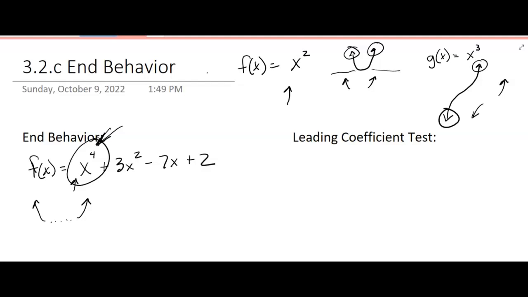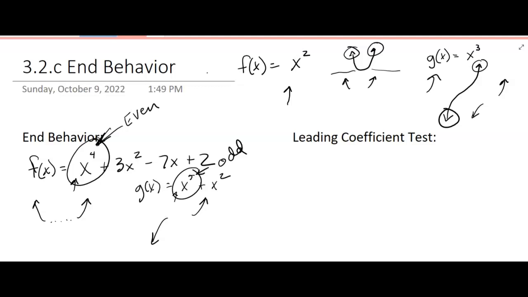And then if you had a function like x to the fifth plus x squared, looking at the leading term, it's got an odd exponent. So this one was even, right? This one has an odd exponent, and so it's going to behave similarly to our x cubed. It's going to go down to the left and up to the right. Again, the leading coefficient is positive.